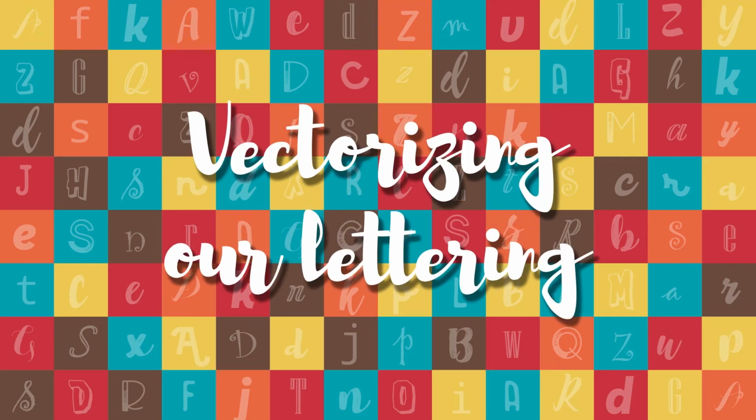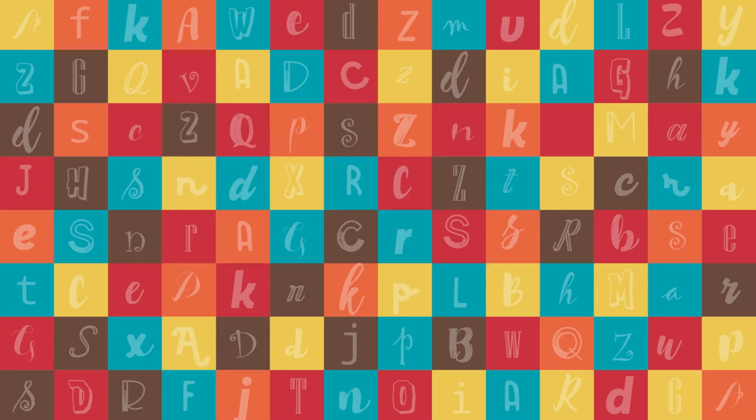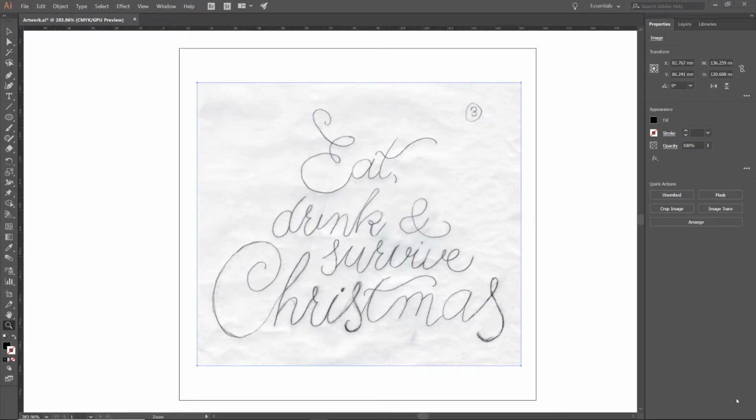Hey there! Guys, we already know how to vectorize letters, right? In this lesson, we are going to apply what we learned to our text. As you can see, I've opened my sketch in Illustrator and selected a square canvas of 15 by 15 centimeters. Remember, this is the size I'm going to use for printing.